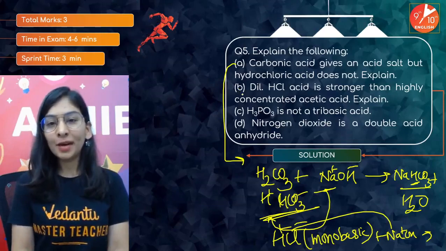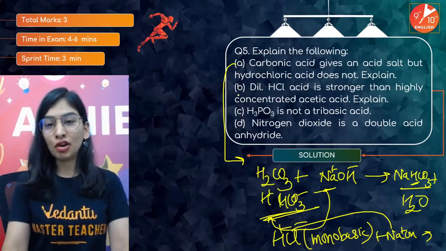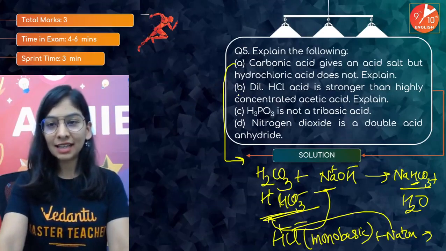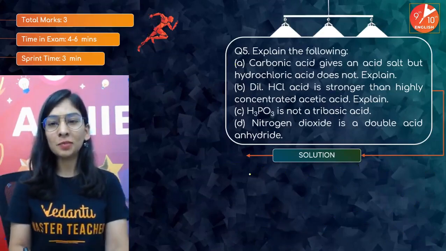Let's move to the second part, B part. Dilute HCl acid is stronger than highly concentrated acetic acid. Let me try to explain this part.